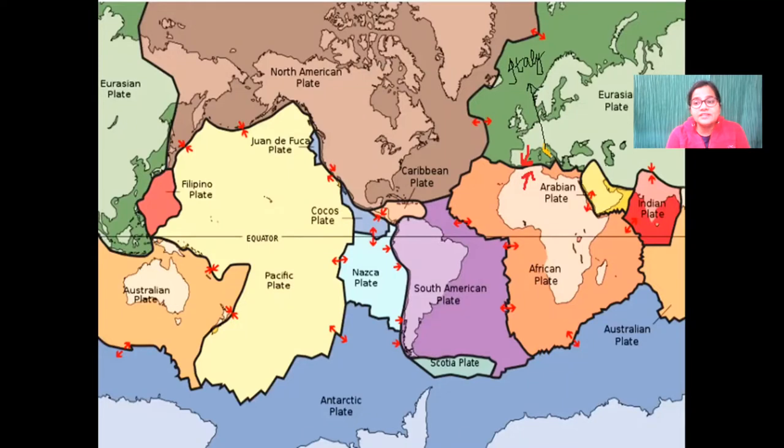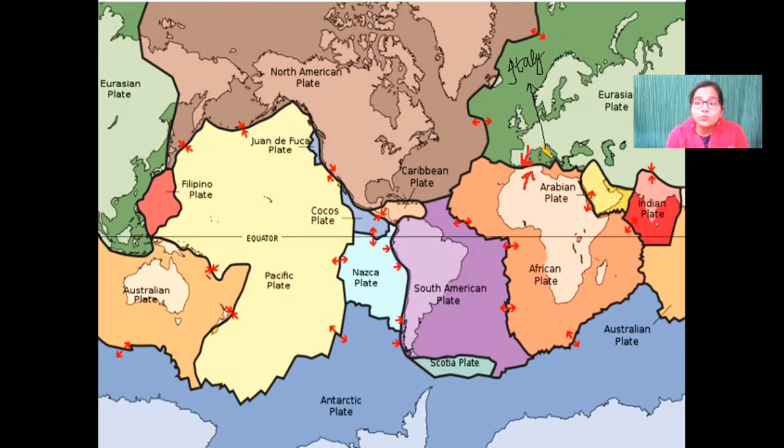our entire earth is divided into numerous plates, P-L-A-T-E-S. The plates can be oceanic in nature or they can be continental in nature. Oceanic plate means they are entirely having ocean, water. Continental plate means they are entirely comprised of continents. Some plates are a mixture. They are having either ocean or continent. So here we are, the entire world divided into plates.